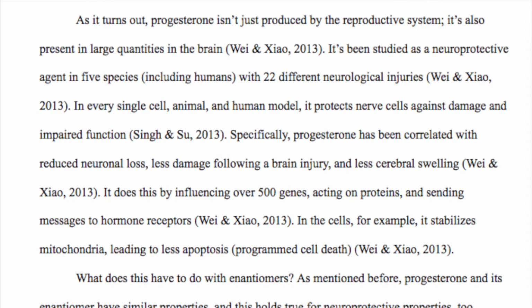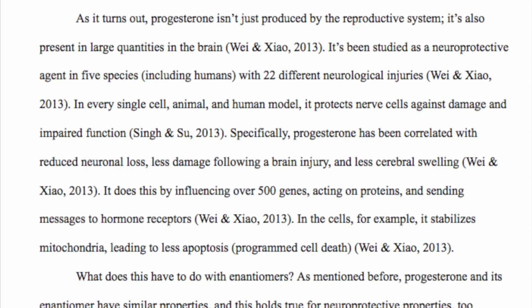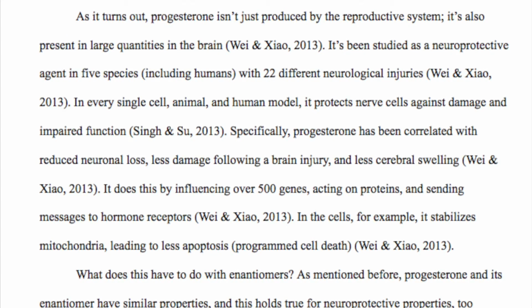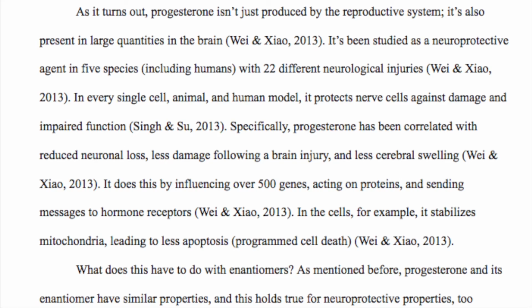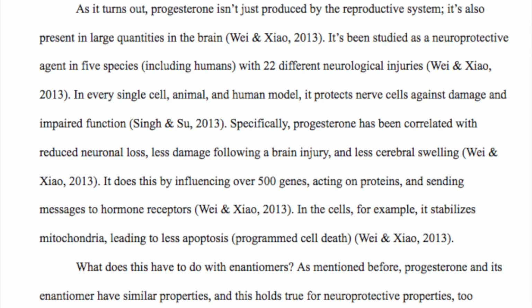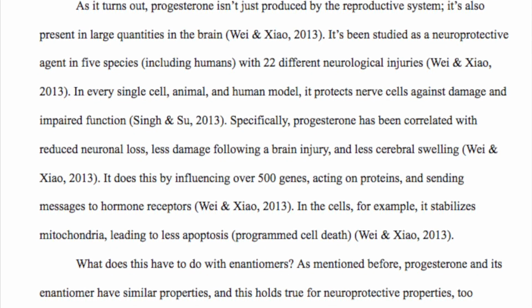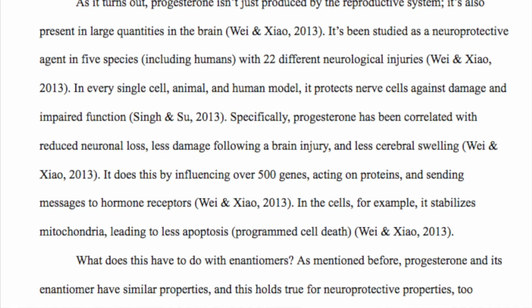It's been studied as a neuroprotective agent in 5 species, including humans, with 22 different neurological injuries. In every single cell, animal, and human model, it protects nerve cells against damage and impaired function.